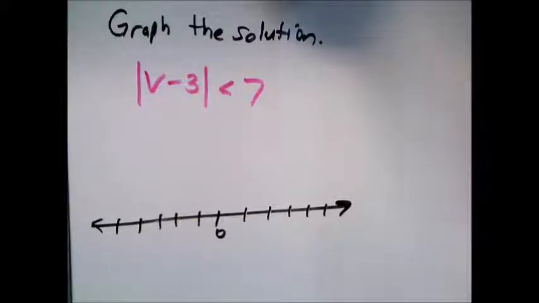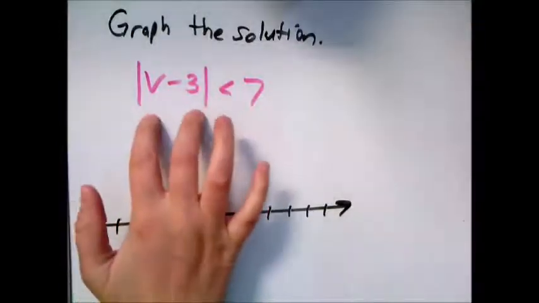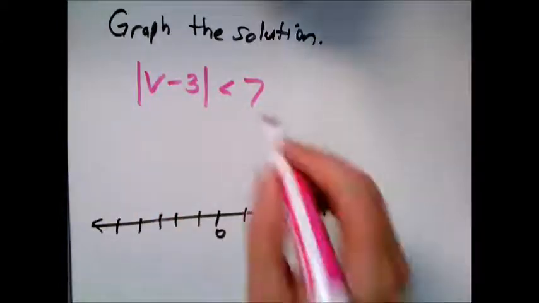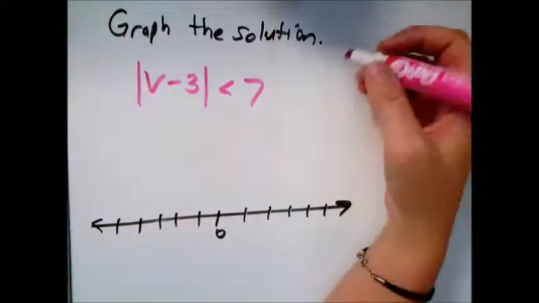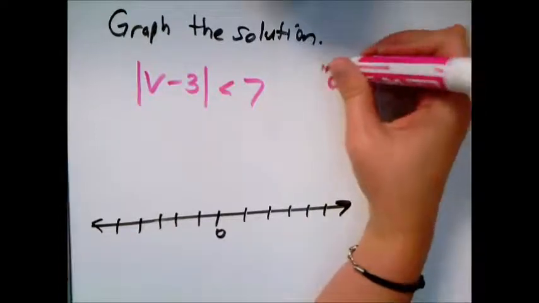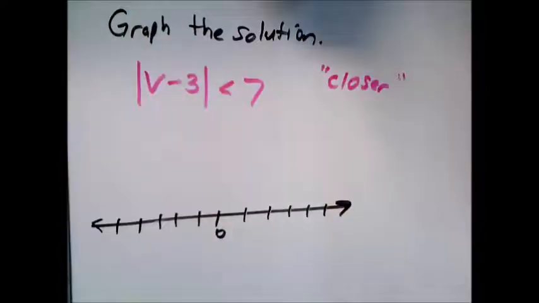To solve absolute value inequalities, first we want to think about what an absolute value means. It means the distance from 0. See how this says the distance from 0 of this stuff needs to be less than 7? Well, a way to think about a distance needing to be less than something is to say v minus 3 needs to be closer than 7 units to 0. So we know those solutions will always end up looking like one interval, saying it has to be between this and this.